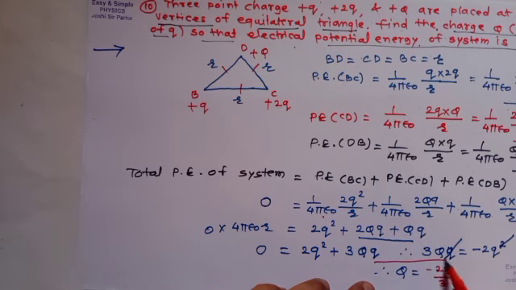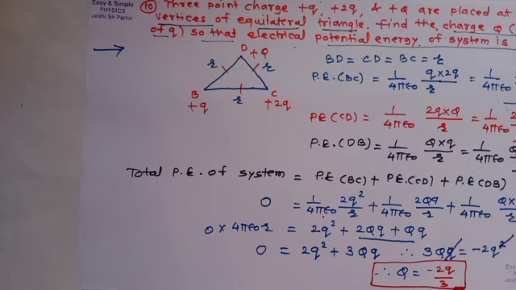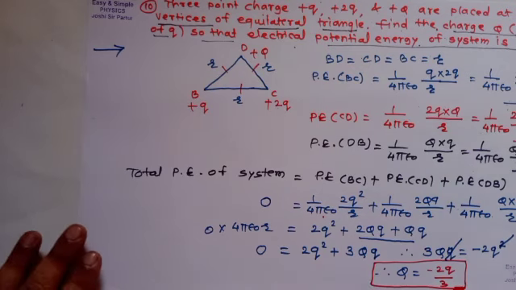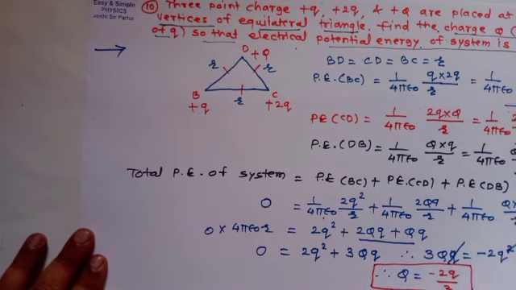Such examples will also be asked in competitive examinations, and the answer options will be given as plus q upon 3 or minus q upon 3, minus 2q upon 3, or minus 3q upon 3, or minus 4q upon 3. Such examples can be asked in competitive examinations.